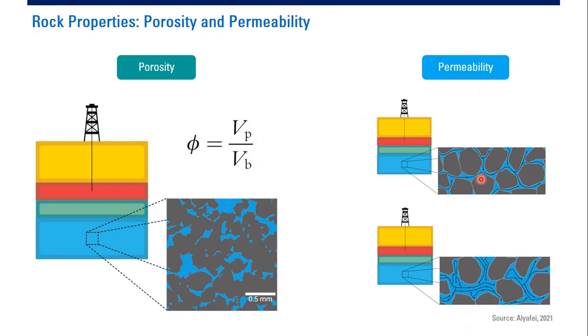Here we have permeability. Good permeability, high permeability, will enable high flow rate. But low permeability, or tight or bad permeability, will give us a small, low rate. Okay, you already understand that.